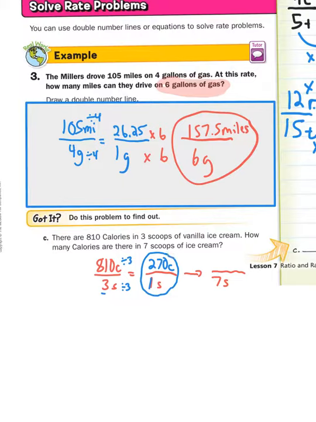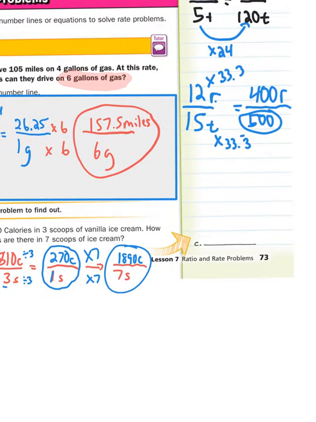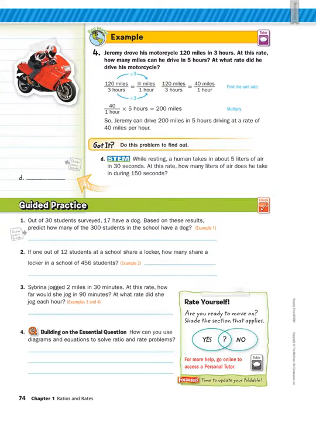So find the unit rate first, and now to go from 1 scoop to 7 scoops, it's just times 7. You do 270 times 7, and I'm going to type that in. So 270 times 7 is 1,890 calories. The question said, how many calories are there in 7 scoops? On your answer line, you should have 1,890 calories. That's it.